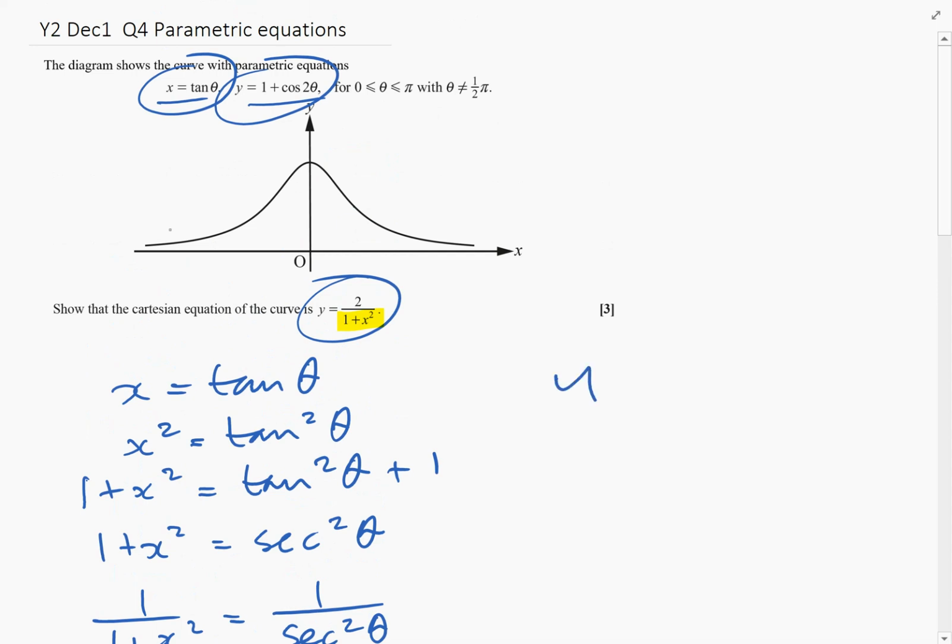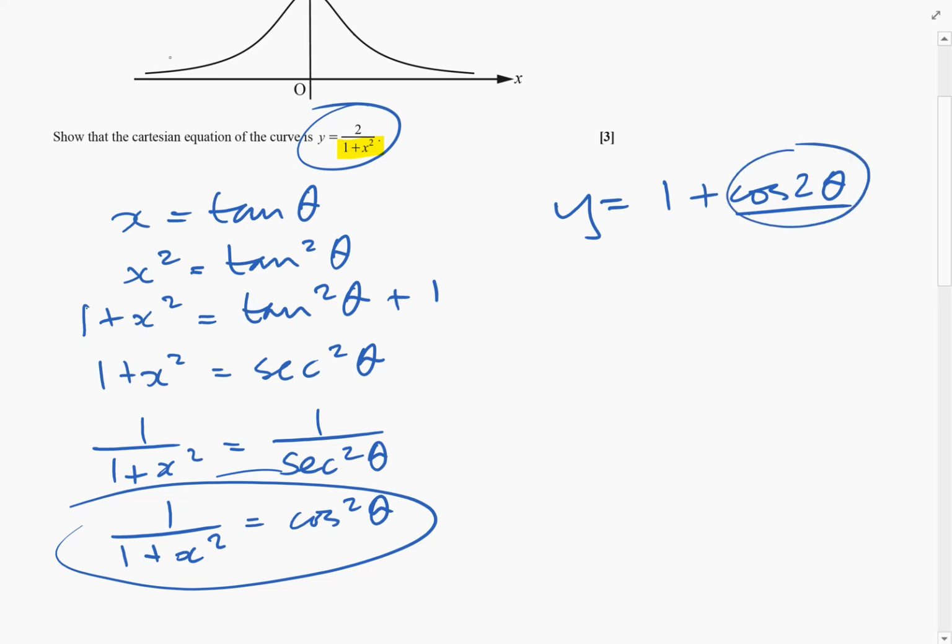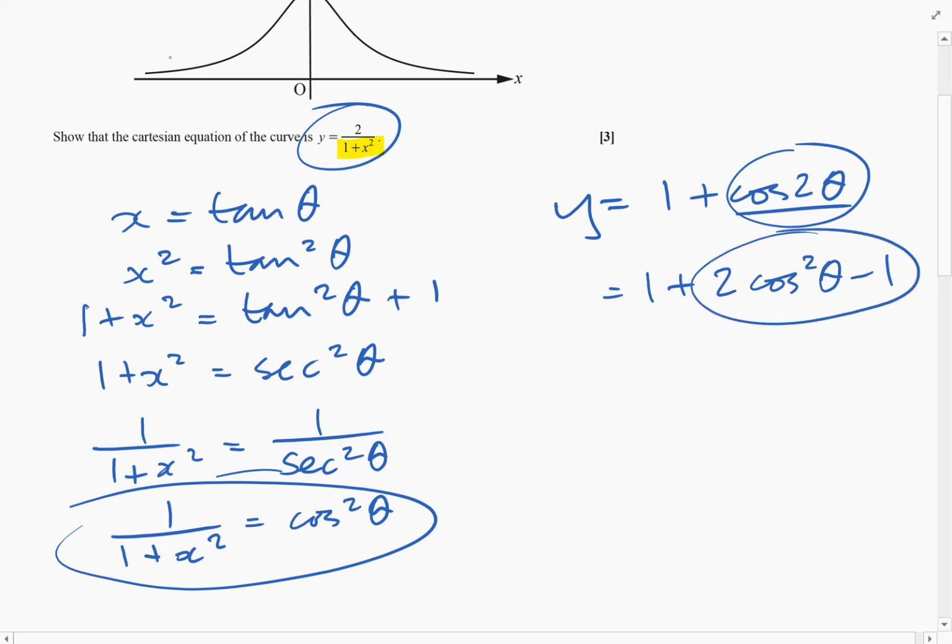the equation for y has got a cos 2 theta in it, and you can replace cos 2 theta with 3 different identities. But since we've got x now in terms of cos squared down here, it's going to be helpful if we can get this in the form with a cos squared in it. So let's replace cos 2 theta with 2 cos squared theta minus 1.